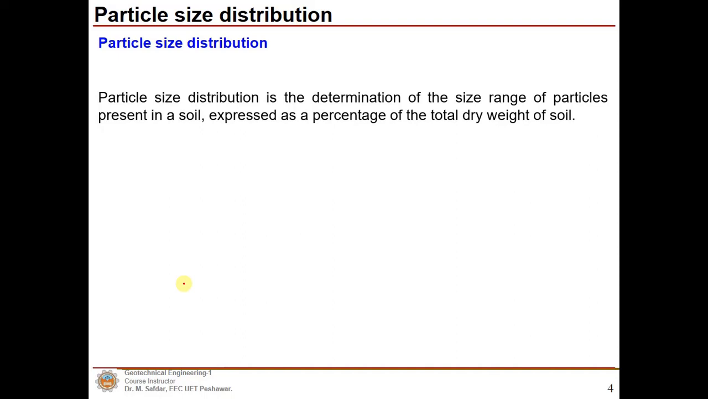Starting with the particle size distribution, it is the determination of the size range of particles. We try to find out the various range of particles, and why we find out? Because different size particles will be having different strength, different compressibility characteristics, different hydraulic conductivity behavior. And that is expressed as the percentage of the total dry weight of the soil.